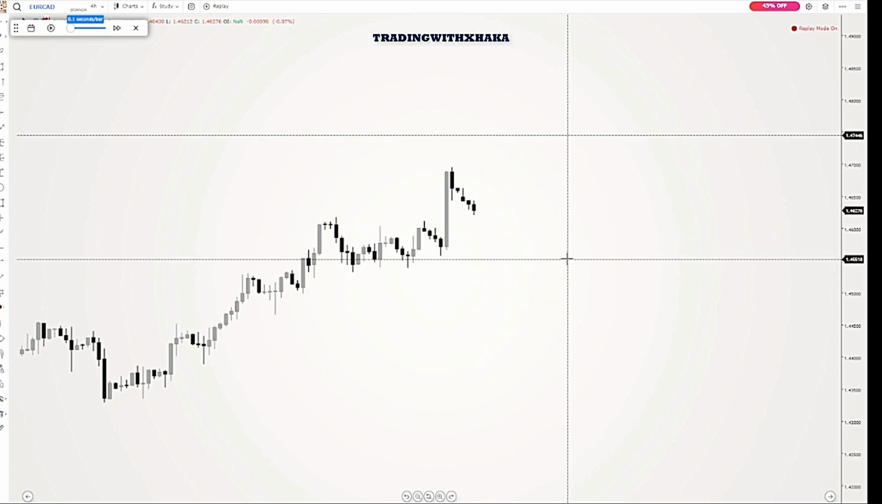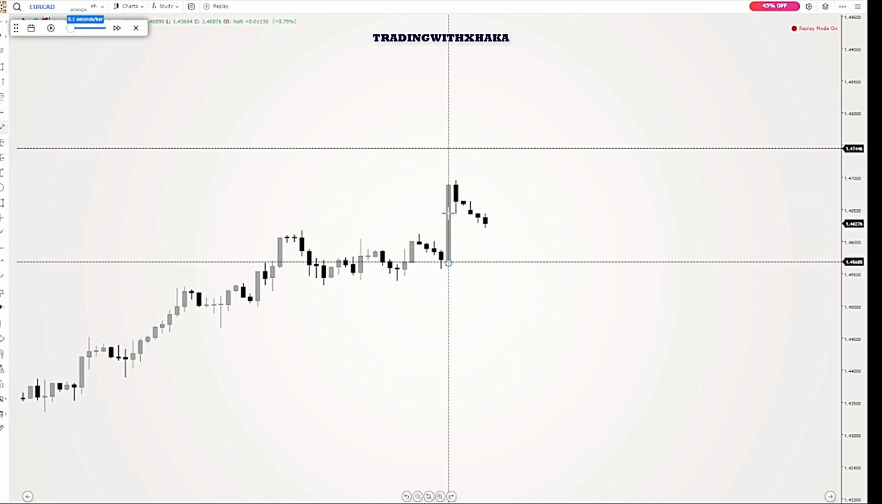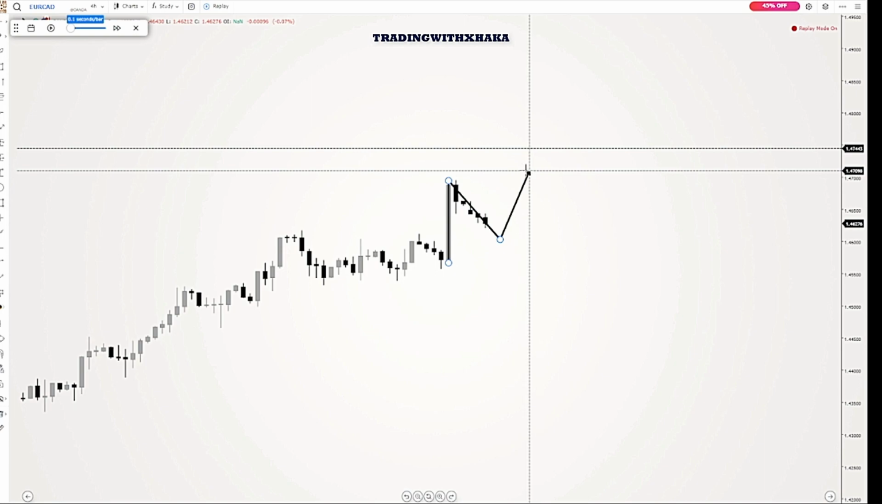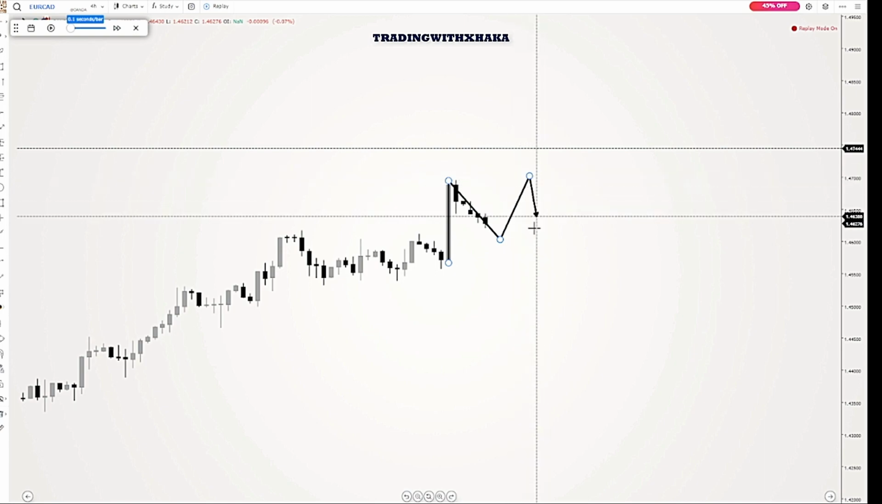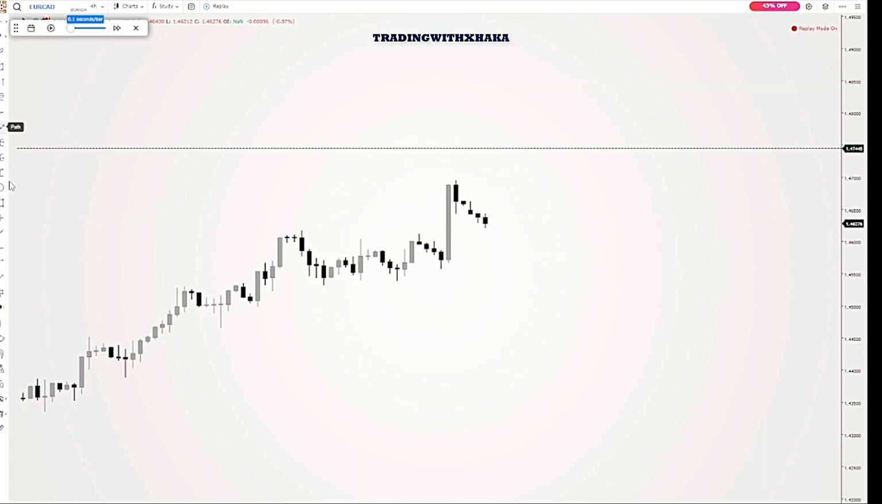What's happening now? This is our A. This is our A move. This is B, and we're waiting for C to sweep up liquidity. We go to the 15 minutes time frame to find entry. Is that clear? So now let's mark our high to wait for the liquidity sweep.